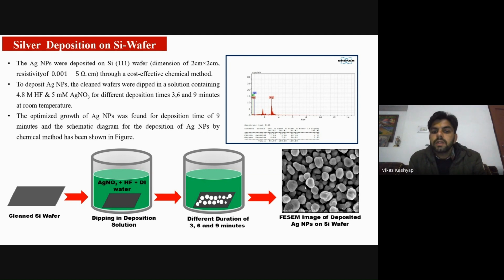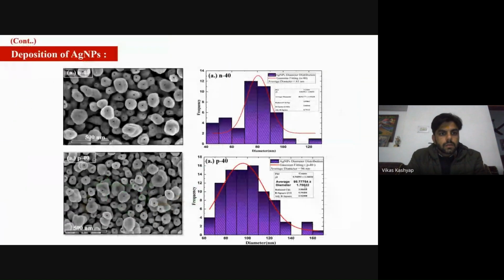And the 9-minute was that optimized time where we found the Ag nanoparticles whose FESEM image is shown in the last of the panel. The deposition of Ag nanoparticles is shown here in the figure, that is N40 and P40.